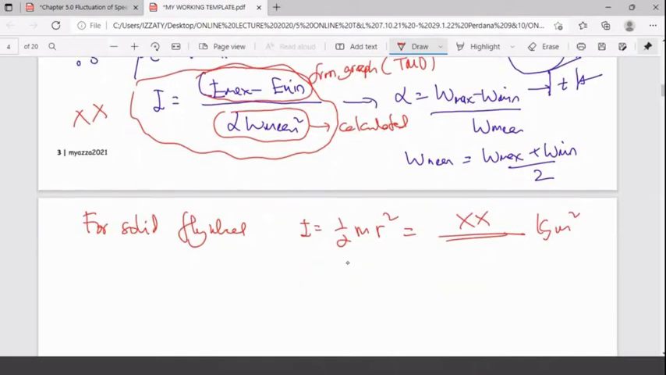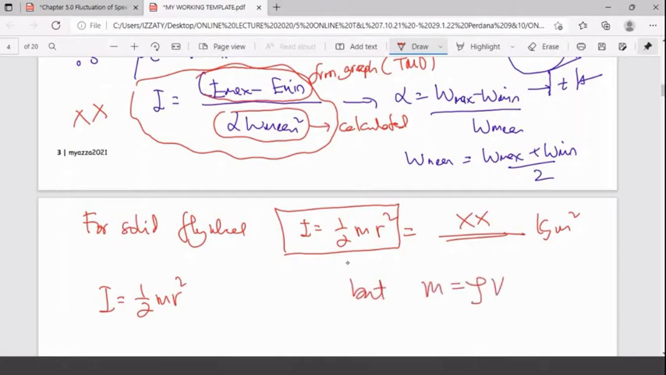Okay, you just focus on this one. So you have I equal to half m r square. But m now is equal to rho v. Rho is what? Density of the material. For example, for mild steel, you will have 7,500 kilogram per meter cube, multiplied by v. V will be the volume. It's not velocity, yeah, the volume.